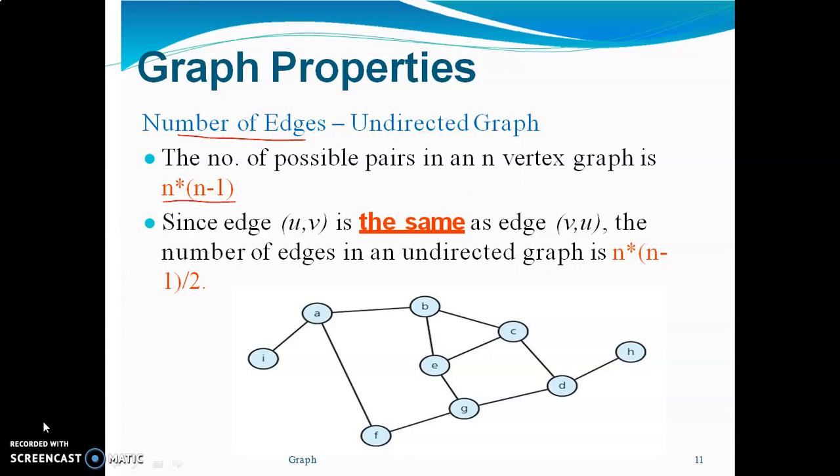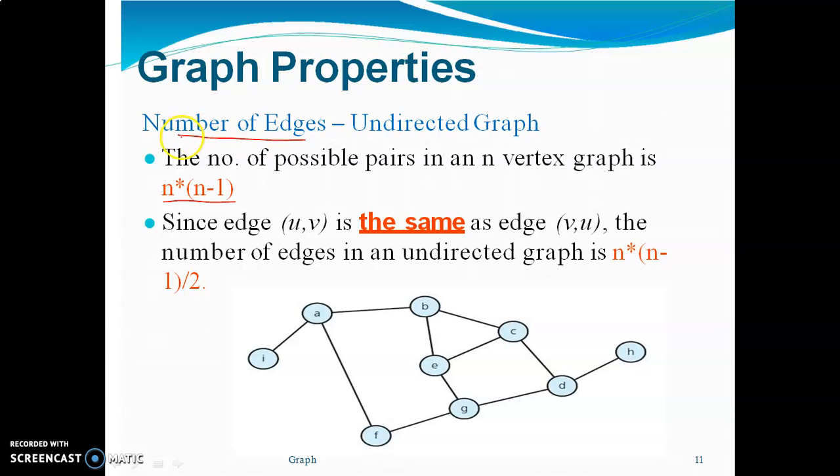Graph properties start with finding the number of edges in the graph, finding the degree of the vertices, and finding the path between two vertices. These are all called graph properties. The first property of the graph is the number of edges.